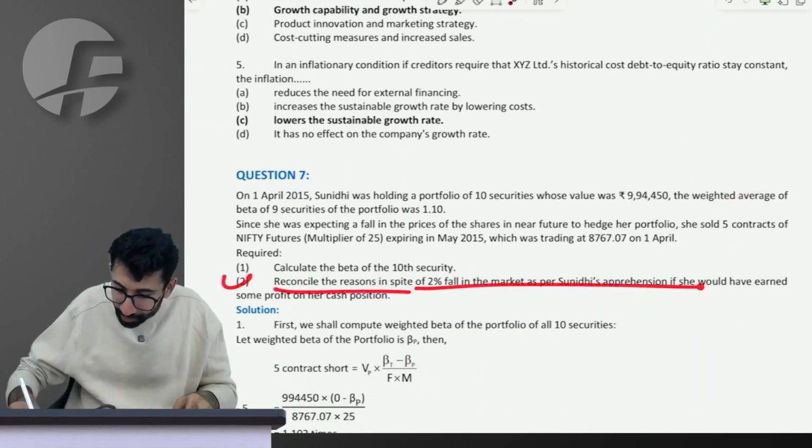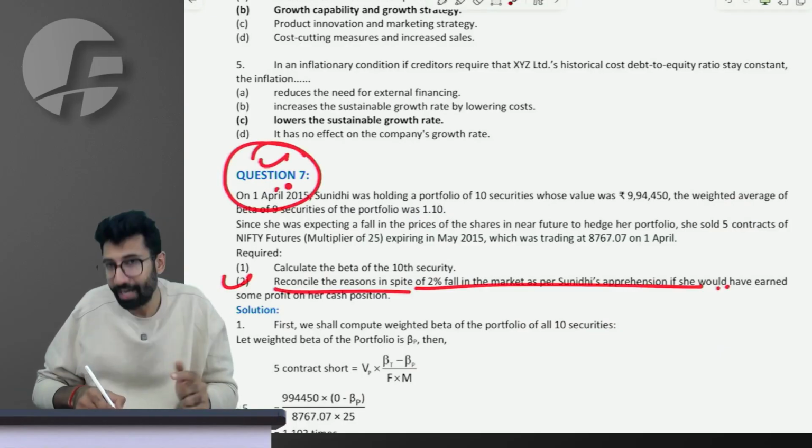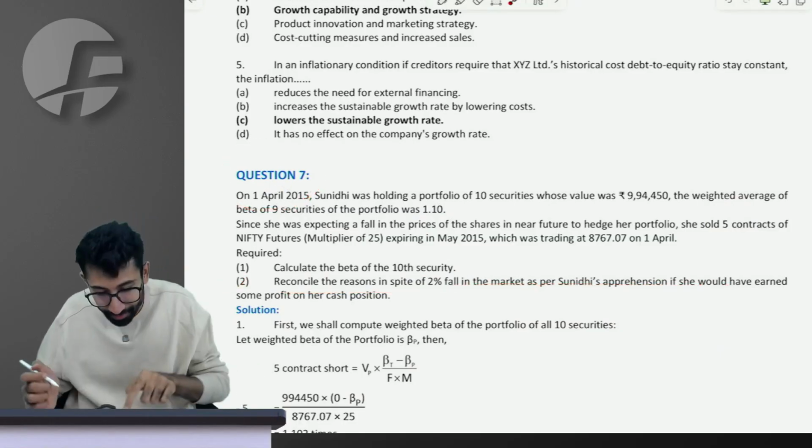Second part is theory. I would request you all to read that question and answer on your own. Question 7 gets done.